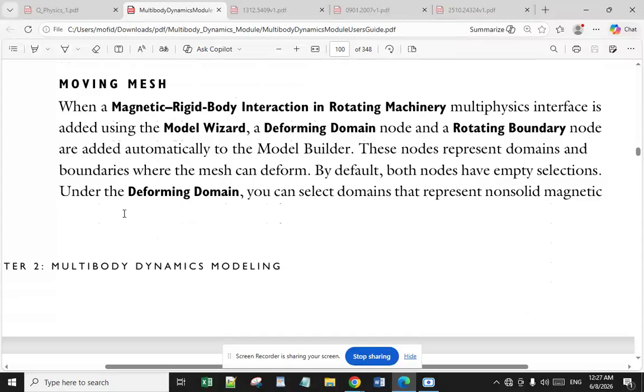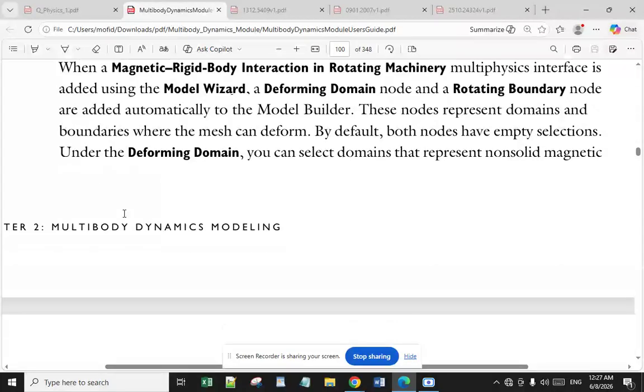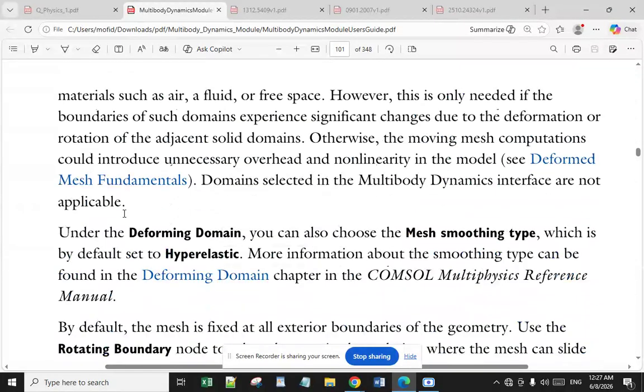These nodes represent domains and boundaries where the mesh can deform. By default, both nodes have empty selections. Under Deforming Domain, you can select domains that represent non-solid magnetic materials such as air or fluid or free space. However, this is only needed if the boundaries of such a domain experience significant change due to deformation or rotation of the adjacent solid domain. Otherwise, the moving mesh computations could introduce unnecessary overhead and nonlinearity in the model.